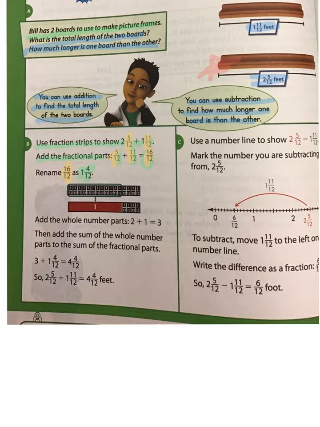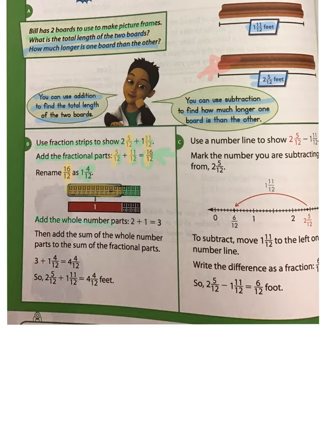So if we look at the fraction strips over here, I'm going to highlight them for you. We have 12/12 on the bottom, plus another 4/12 right here. And if we add those up, 12/12 plus 4/12 is 16/12, just like we did right here.